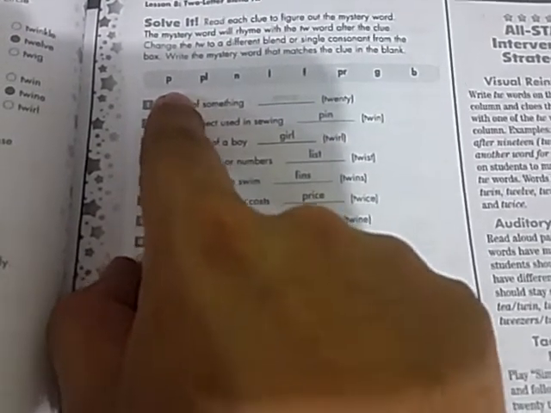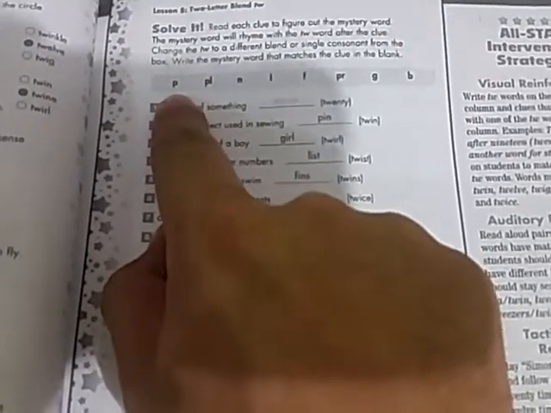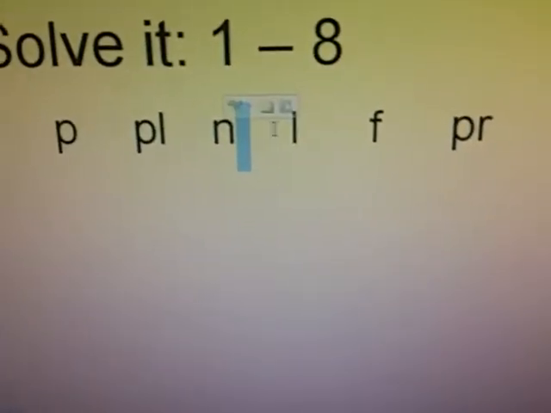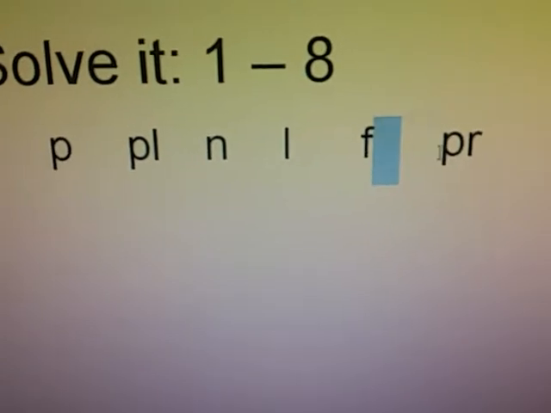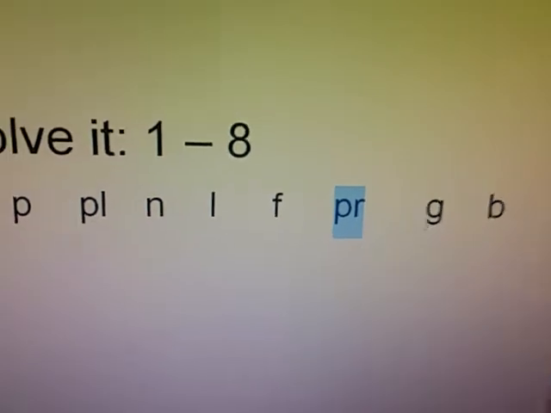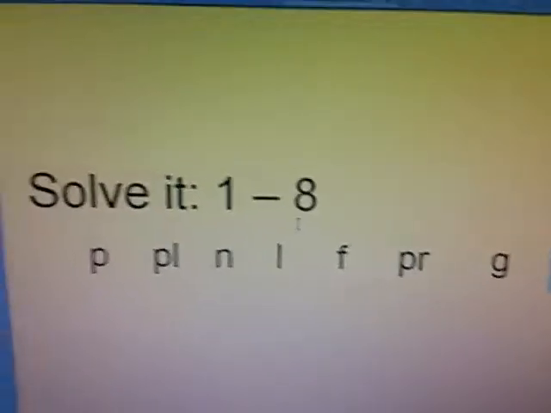Okay, let's go over this. Solve It. You can spot it right over here. The exercises are under the title Solve It. And we have a word bank. It's actually not a bunch of words, but some consonants. Consonant P, PL, N, L, F, and PR. And those will be part of the answers. Oh, also G and B. How are we gonna use these consonants?